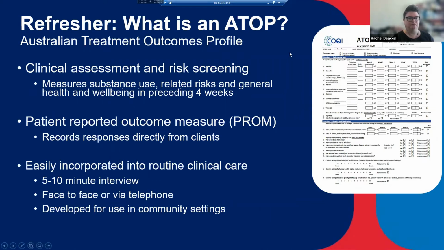Last session, we spent the session looking at how we use the ATOP clinically. And just to recap, the ATOP is a 21-item instrument that was designed to be used in clinical settings, with a focus on outpatient community settings where often time is limited with clients. And so we needed a single tool that we could use for a number of reasons. Again, Rachel will be going through further details on where you find the ATOP and some of the manuals around using it.